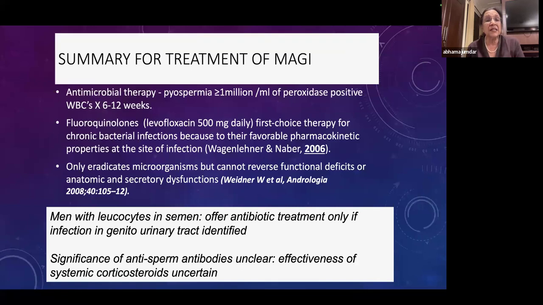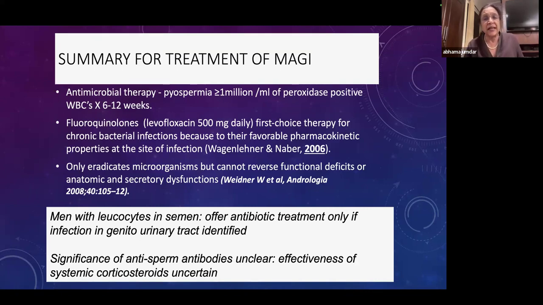And what do these antibiotics do? They only eradicate microorganisms, but cannot reverse functional deficits or anatomic and secretory dysfunctions. Say if there has been chronic infection, then there's so much of fibrosis over there, and secretory functions could be diminished. A lot of functional deficits may be there. So it can only eradicate microorganisms.